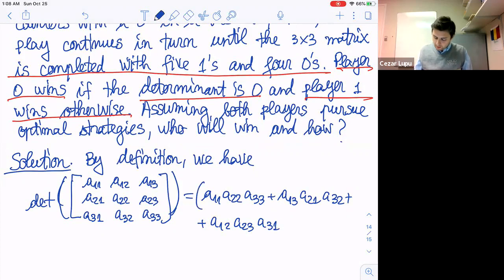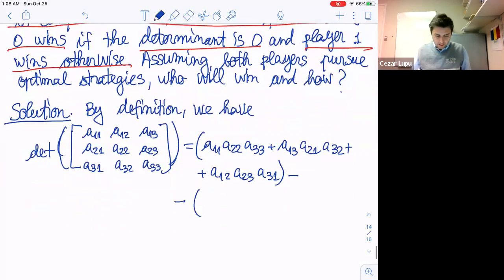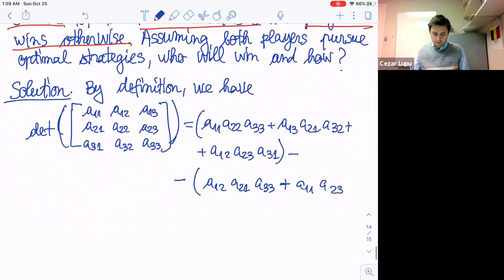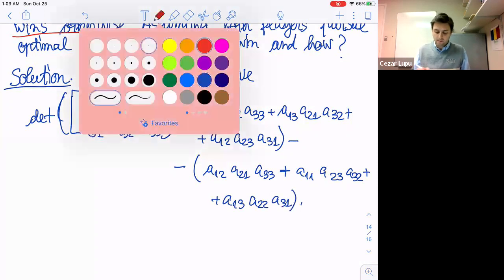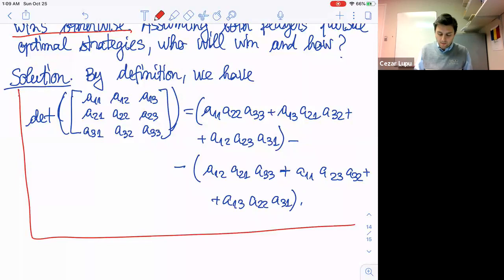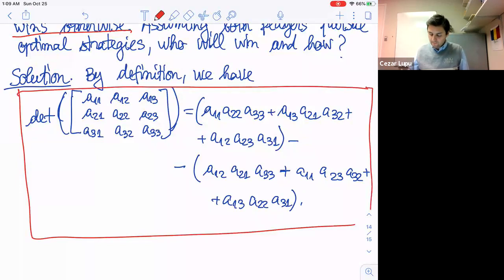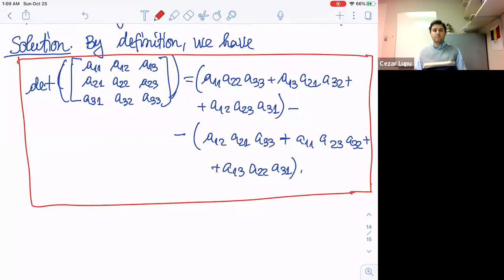Okay, we have this minus A12 A21 A33, minus A11 A23 A32, and the last one, minus A13 A22 A31. I hope I didn't make any mistakes. So that's basically the formula to compute the determinant. That's what we have to use, and we should be careful here now. But anyway, it's just the triangle rule or Sarrus's rule or whatever.